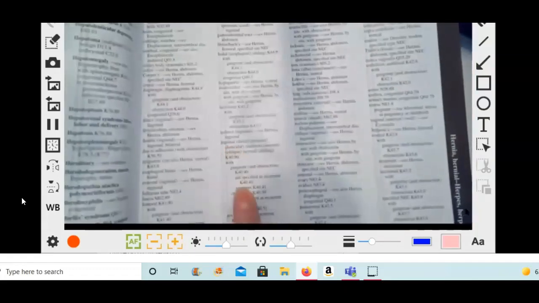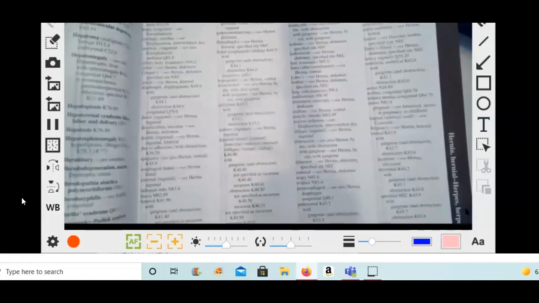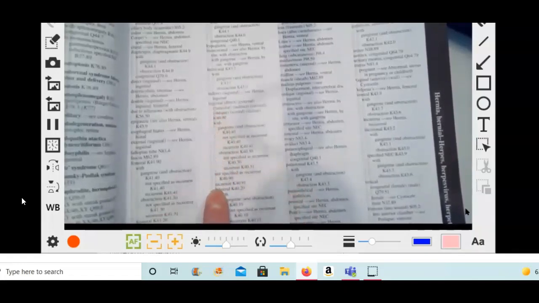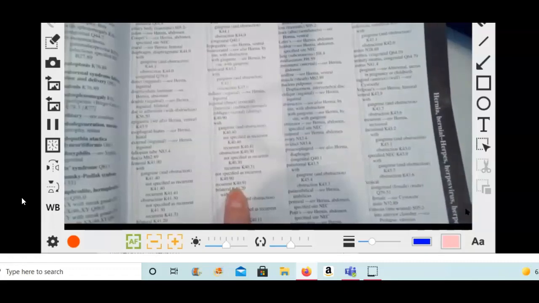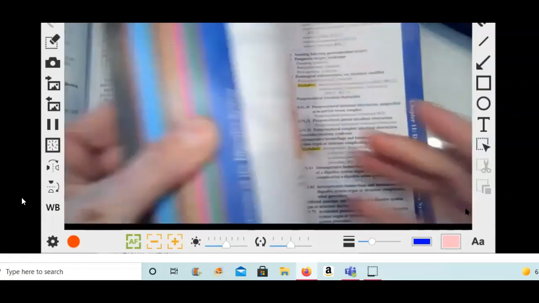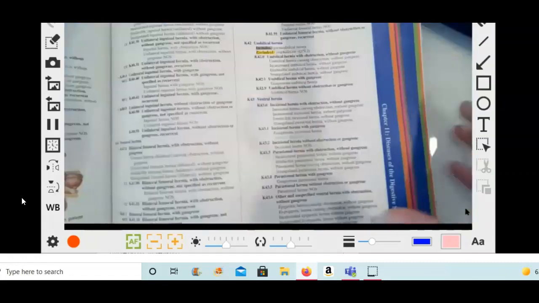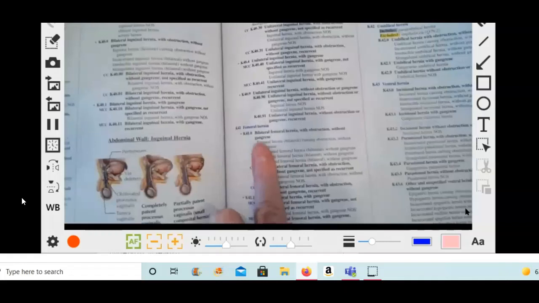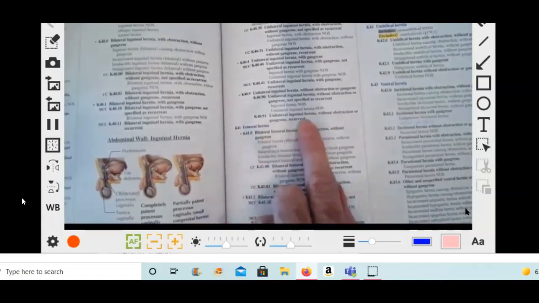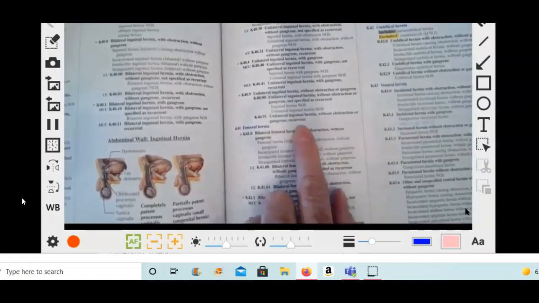And then once we get to inguinal, we would come down to recurrent, which is K40.91. So inguinal is my main term, and then my subterm is recurrent, K40.91. So let's flip to K40.91 and verify this code. So page 733, unilateral inguinal hernia without obstruction or gangrene, recurrent. So perfect, that's what we want, right?